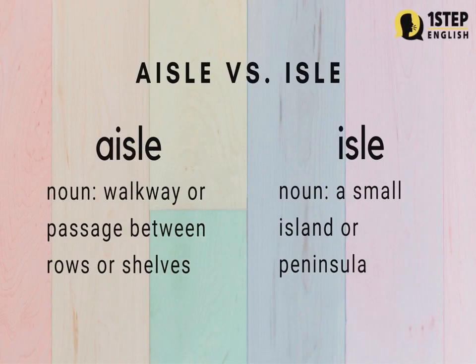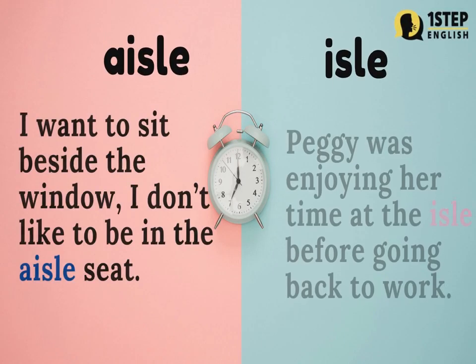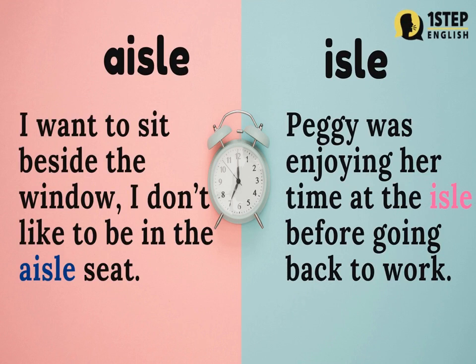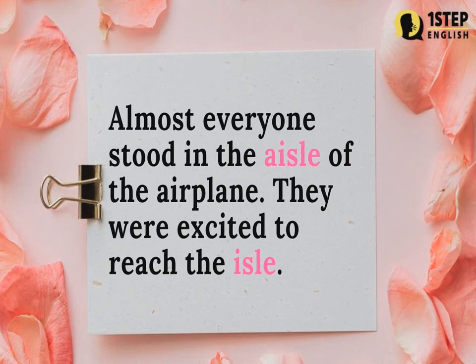Aisle versus isle. Aisle, noun, walkway or passage between rows or shelves. Isle, noun, a small island or peninsula. Examples. Aisle: I want to sit beside the window, I don't like to be in the aisle seat. Isle: Peggy was enjoying her time at the isle before going back to work. Let us use the words together. Almost everyone stood in the aisle of the airplane. They were excited to reach the isle.